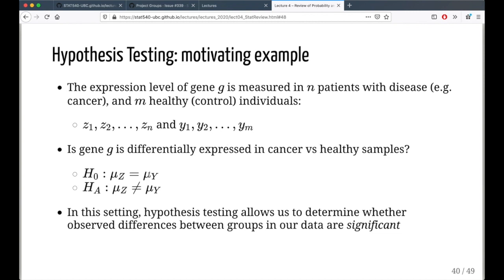So here the null hypothesis, if we're looking for a difference in that expression, is to look for whether the means are the same in the cancer versus the control. So our null, we start out assuming that they are the same. Our alternative is that these two population means are different. So in our test, we want to determine, do we have evidence to falsify this null that they're the same? And the hypothesis test allows us to determine, in general, whether the differences that we observe in our sample are significant or not.